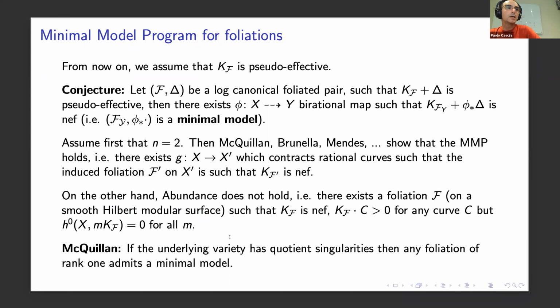There is a work by McQuillan which generalizes this. I should have said, of course, that in dimension 2 the only interesting case is rank equal to 1. And if we are happy to work with canonical singularities, then McQuillan proves the existence of minimal models in any dimension. So at least in this case, we do have a minimal model. So the question is, how do we generalize these results?